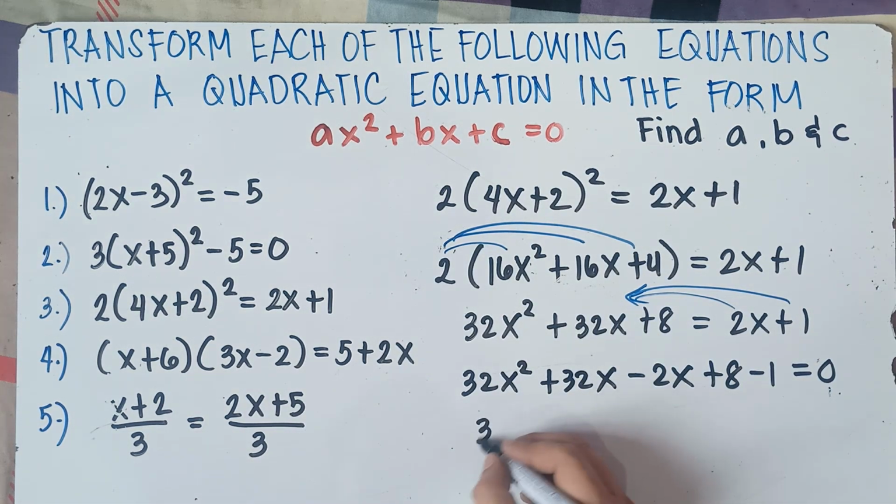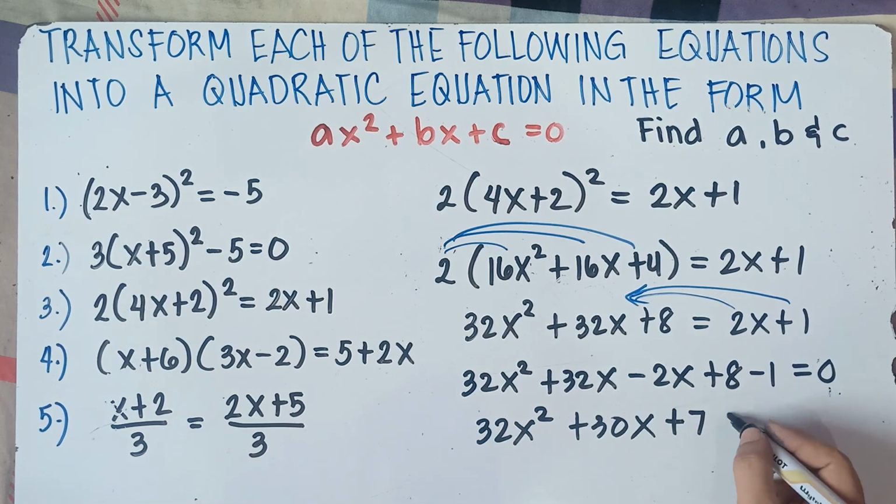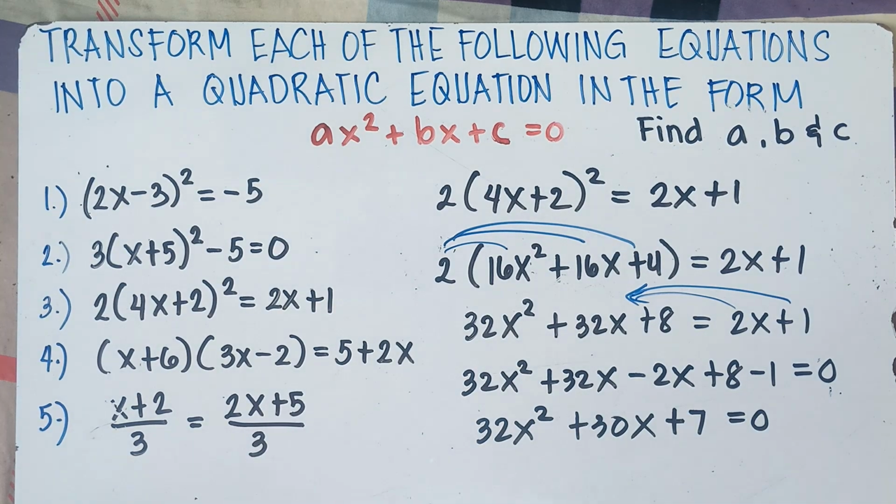Alright, so simplify. 32x squared, 32 minus 2, that's positive 30. Copy x. And then 8 minus 1, that is 7. Positive 7 equals 0. So you check, class, if we can reduce. Nope, we cannot reduce. We can divide 32 by 2 as well as 30, but we cannot divide 7 by 2.